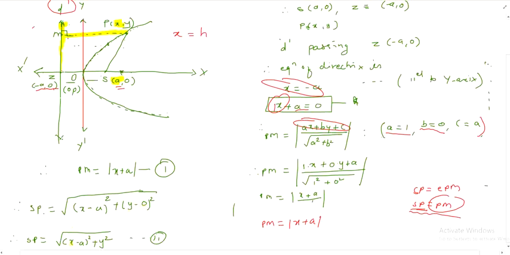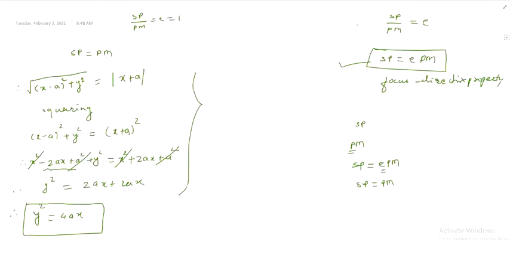So we get this SP. Now by using the focus-directrix property, SP is equal to PM, substituting their values. Here one has a square root, one has a modulus sign. To remove both, we have to take the square of both sides. So squaring both sides, we cancel the same terms, that is, same magnitude, same sign.